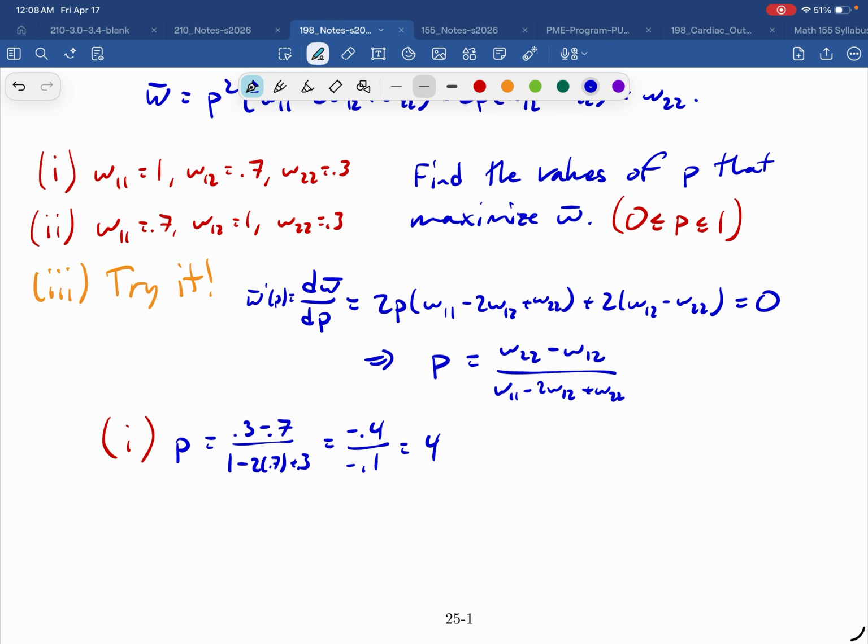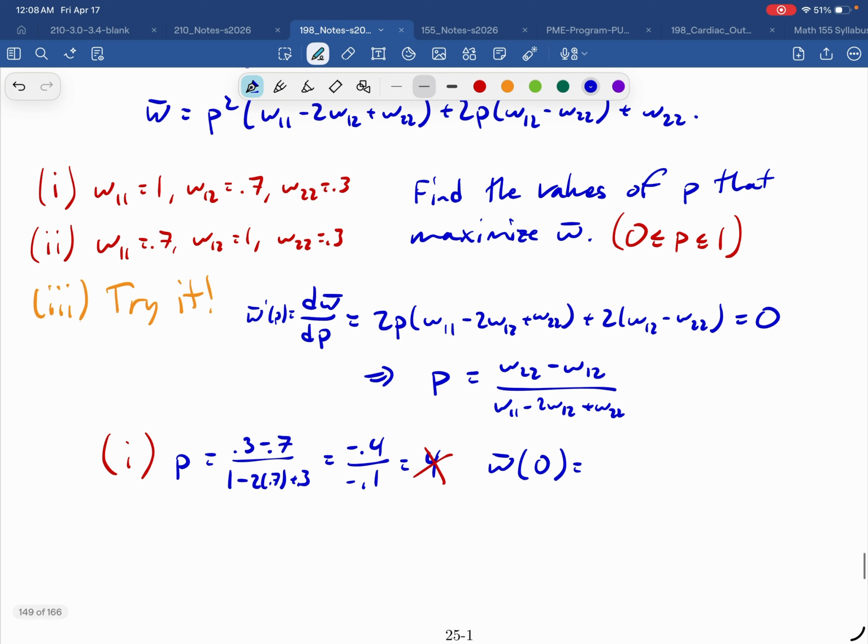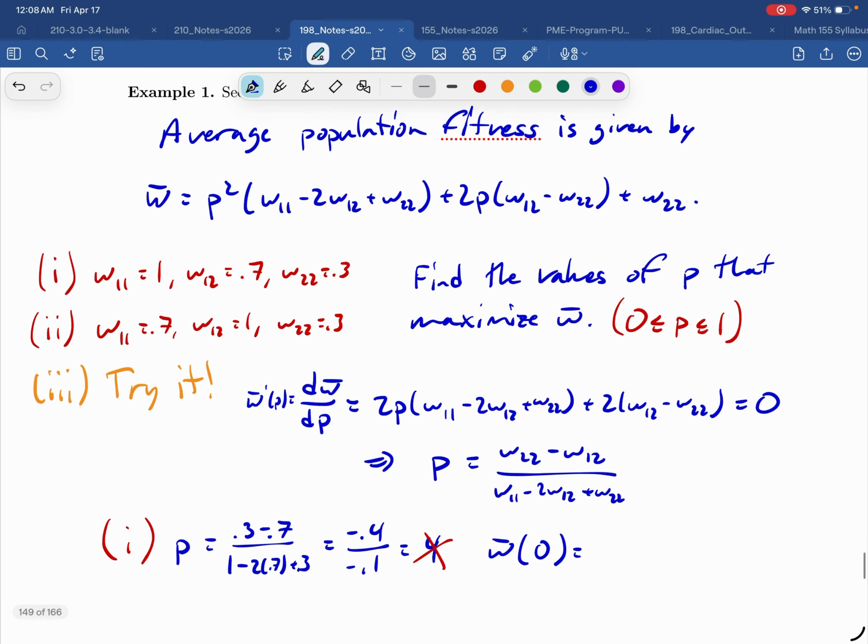And if you note that P is supposed to be between 0 and 1, that just doesn't make any sense. P is a probability. So that's not a thing, right? So instead what we do is we also test our endpoints. Remember, we're trying to find the values of P that maximize W bar. We have this value that's just not working out, so we go to the endpoints, 0 and 1.